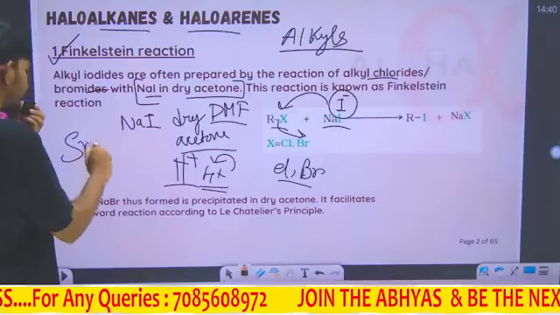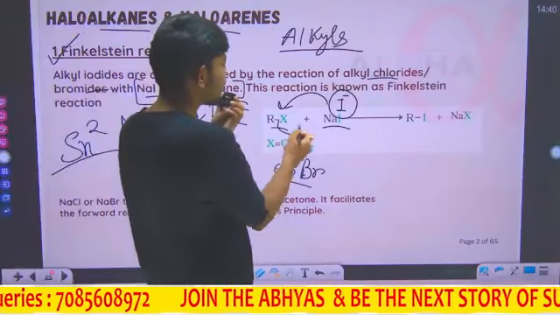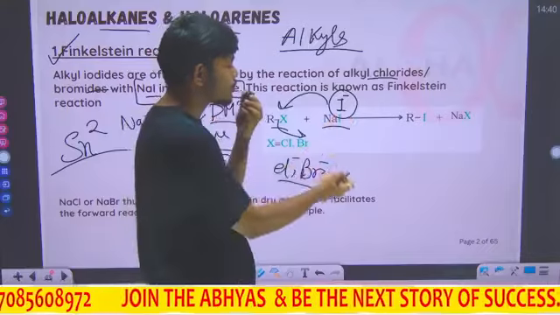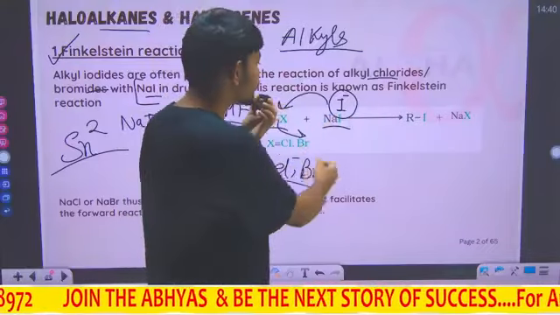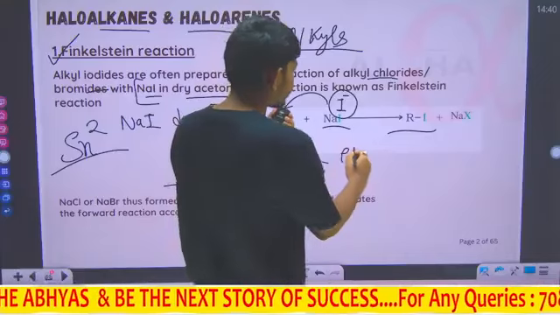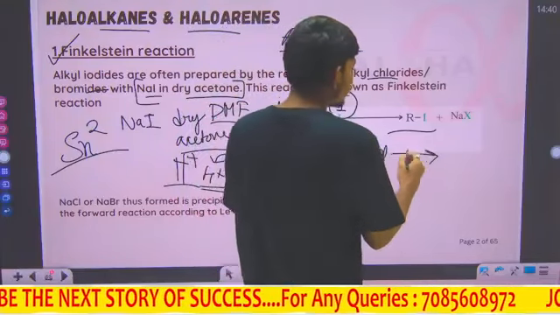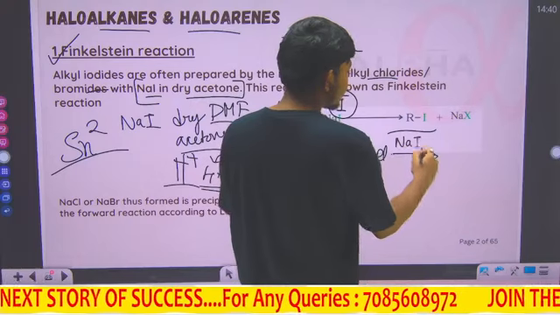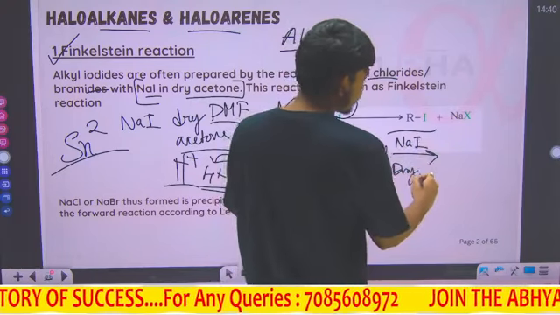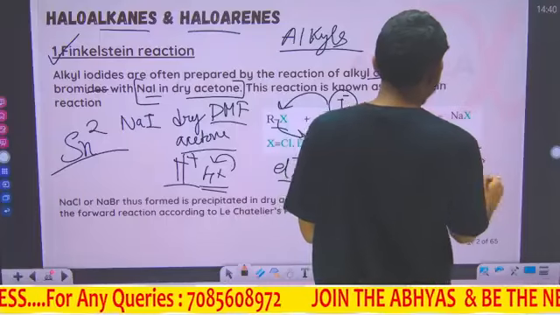It's important to write here: SN2 mechanism. This is your leaving group, chlorine or bromine, and this is your attacking group, which is attached to your alkyl group. I can write an example here: CH3Cl, you react with Finkelstein, NaI, dry acetone. I'm not writing the whole thing here. You get CH3I basically.